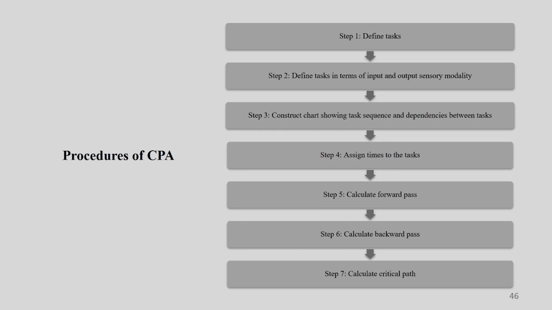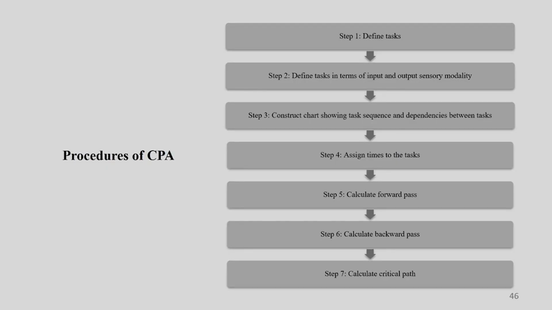Once we define the particular task properly with input and output, we have to construct the chart showing the task sequence and dependencies between the tasks. So there are maybe 5 tasks. Task 1 and task 3 are interconnected. However, task 2 and task 4 are independent, and maybe the result of task 1 and task 2 is connected with task 5. Once we understand how they are dependent on each other, we will be able to connect them.